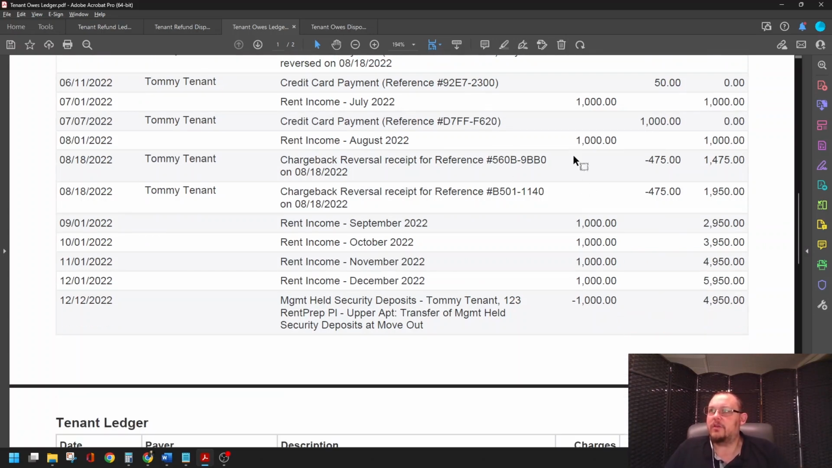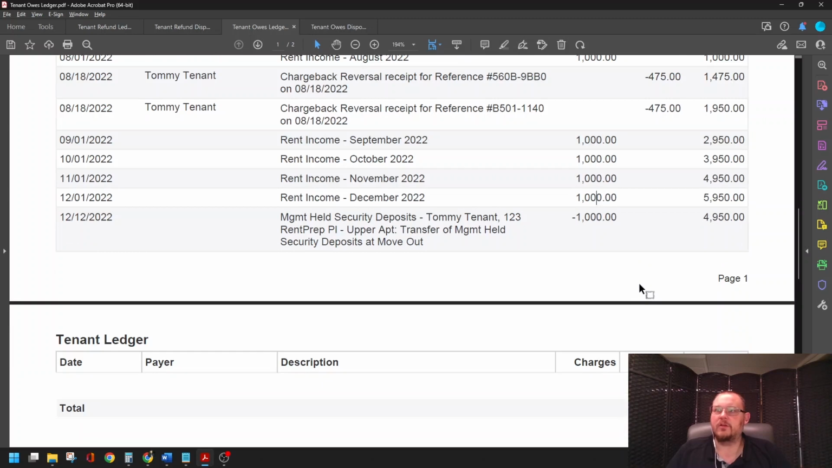And as you can see, there was a payment in July, but then there was no payment in August, September, October, November, or December. Obviously, this went through an eviction. We don't have the charges on here for his legal fees and things of that nature, and that's probably something we should have talked about earlier in the video.